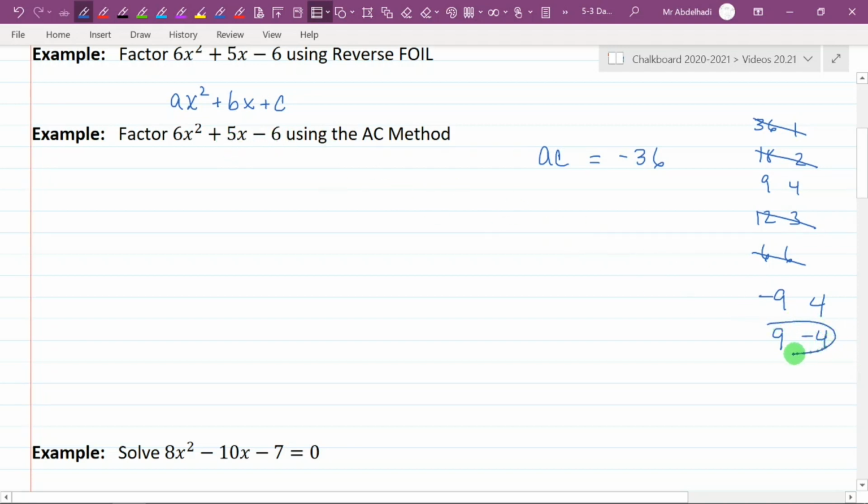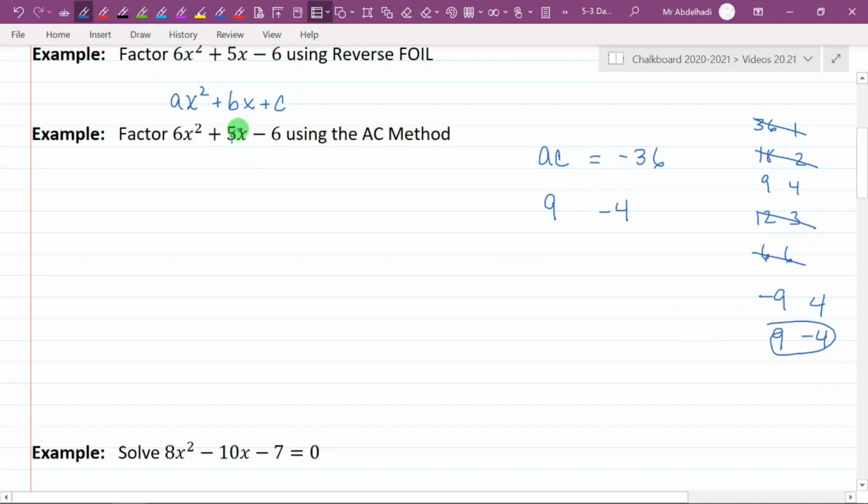It'll be this combination here, positive 5. Now, we know that we're going to use 9 and negative 4. But what's different about this from reverse FOIL, we're not going to put parentheses down and put x's down and put a +9 and a -4 like we did before. It's not quite that simple. Okay? Here's what we're going to do.